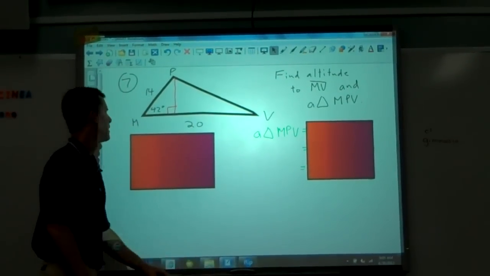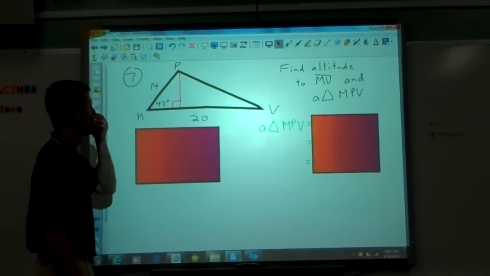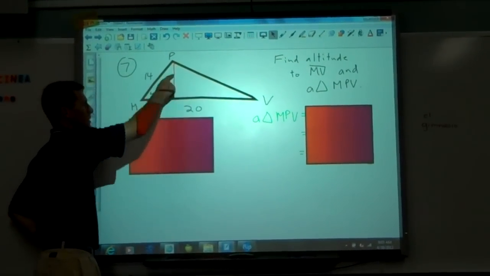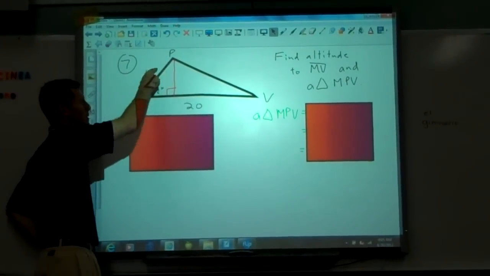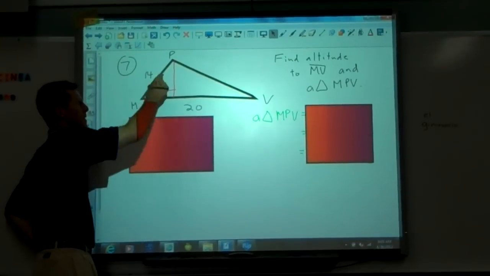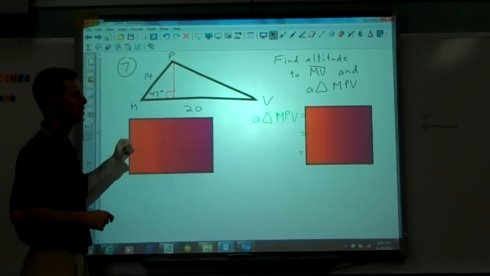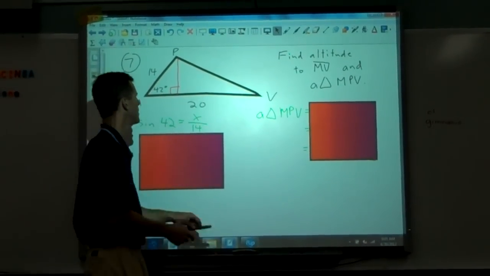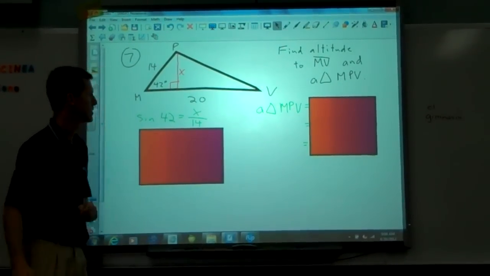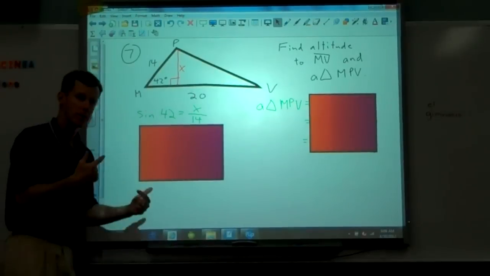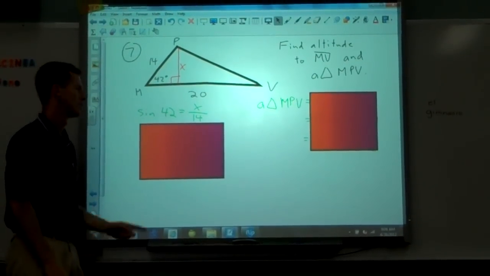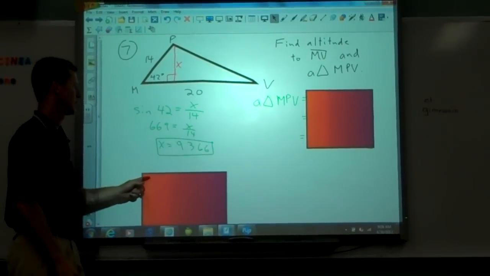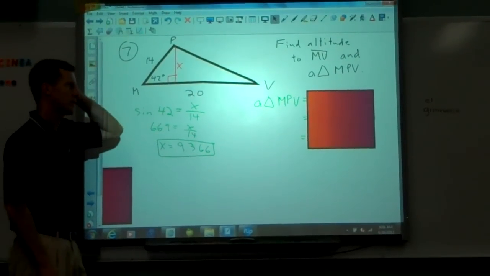Okay? So, if that's the altitude, how are we going to go about doing this? Well, what would get us the altitude? If we know that that's 42, and the hypotenuse here in this right triangle is 14, this side would be the opposite, so we want to use the sine. So it's going to be the sine of 42 equals x over 14. Use one of the two ways we learned to get the sine of 42. Go ahead and do that. It's 0.669, and you end up getting x is equal to 9.366.